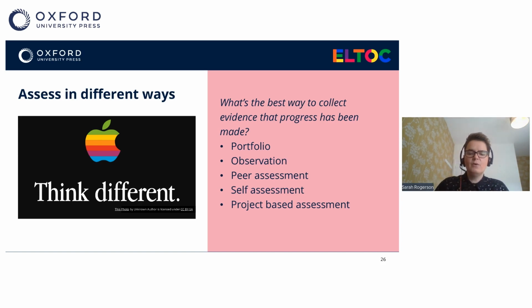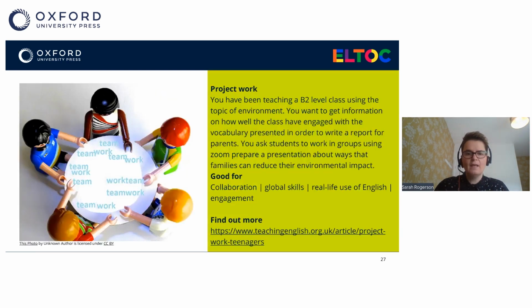But I think it's important that in assessment of learning, we look at assessing in different ways. It doesn't need to be a test. You can think differently about assessment of learning. The main point of assessment is to collect evidence that progress has been made. So alternative assessment tools could be a portfolio, could be an observation. We could be talking about peer and self-assessment again in assessment of learning, or it could be project-based assessment. I'm going to give you some examples of what this might look like. I'm sure you've used them in your classroom as well.